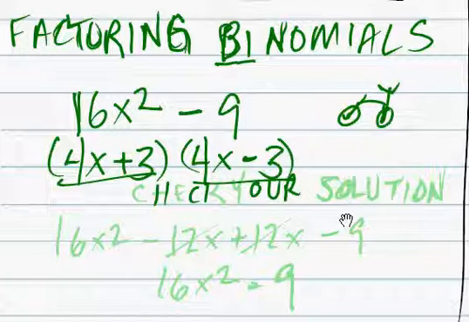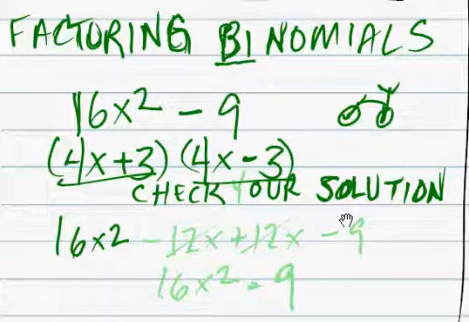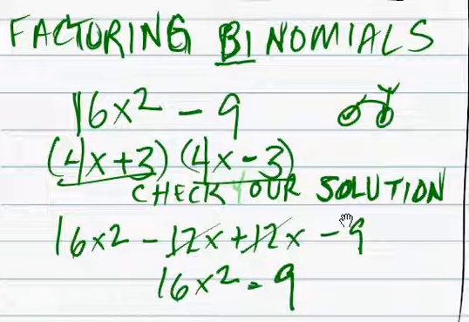Just to make sure that we got it right, which is always a good idea, we're going to check our solution, or check our answer, rather. 4x times 4x is 16x squared. 4x times negative 3 is negative 12x. 3 times positive 4x, of course, is 12x. Minus 9. Positive times negative is a negative. Minus 9. Canceled, canceled. 16x squared minus 9. So this part here, 4x plus 3 times 4x minus 3, equals 16x squared minus 9.